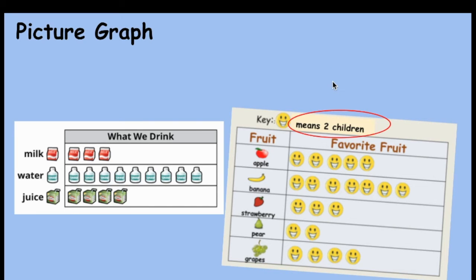Also, most picture graphs have something that is called a key at the top or sometimes at the bottom. The key tells you how much each picture is equal to. In this graph, 1 smiley face is equal to 2 votes. When you are looking at this picture graph, you have to count by 2s to find the total. In other words, we see 5 smiley faces for apples, but really we're going to count them like 2, 4, 6, 8, 10. So that means 10 people voted apples as their favorite fruit.